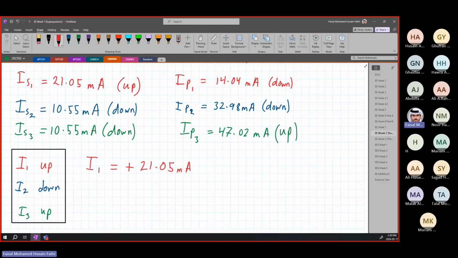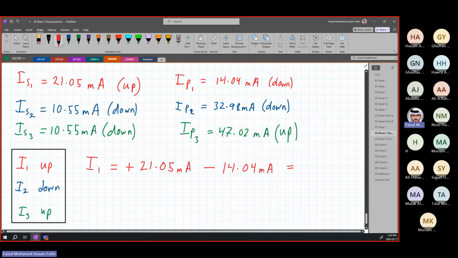I1 is down, so it is going to be negative, because this direction over here is opposite to the assumed direction for the original circuit. That is why it is going to be negative, so it will be minus 14.04 milliamps. You put this in the calculator and you will get your final value for I1.